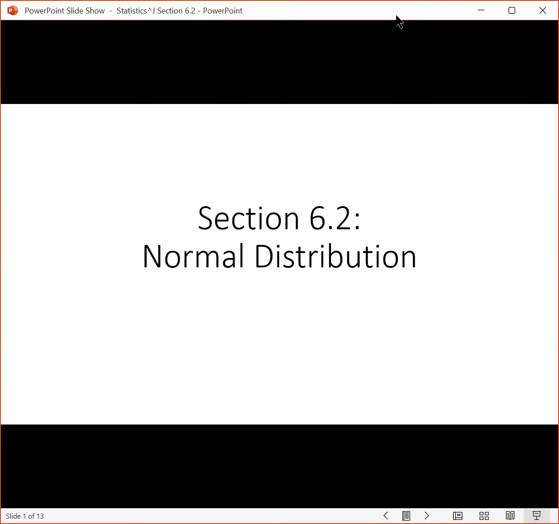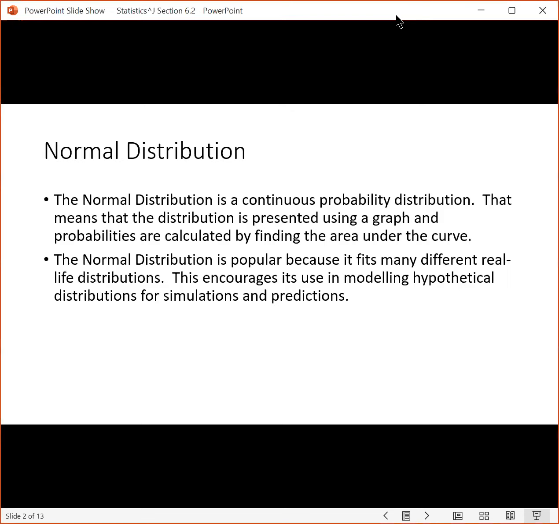Hello. In this video, we will go over section 6.2, which is on the normal distribution. The normal distribution is a continuous probability distribution. That means that the distribution is presented using a graph, and probabilities are calculated by finding the area under the curve. The normal distribution is popular because it fits many different real-life distributions. This encourages its use in modeling hypothetical distributions for simulations and predictions.